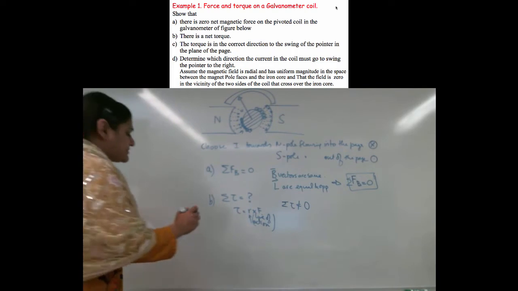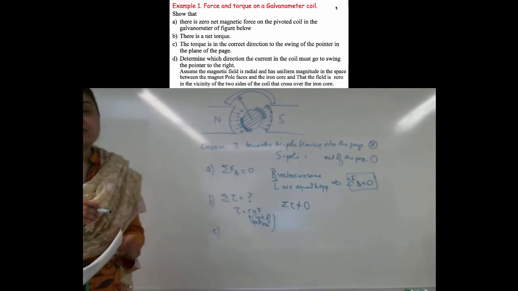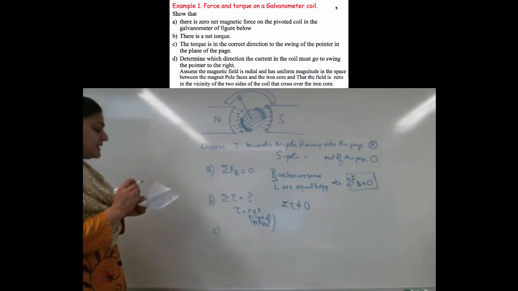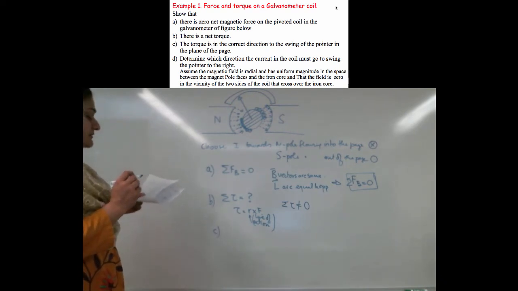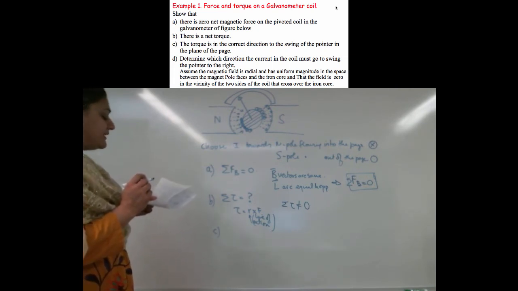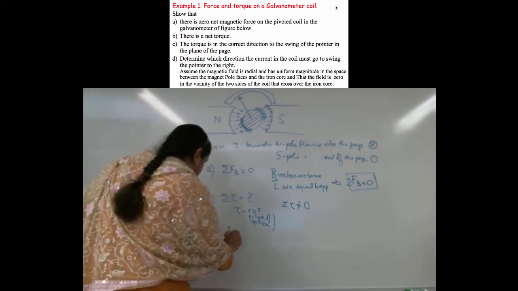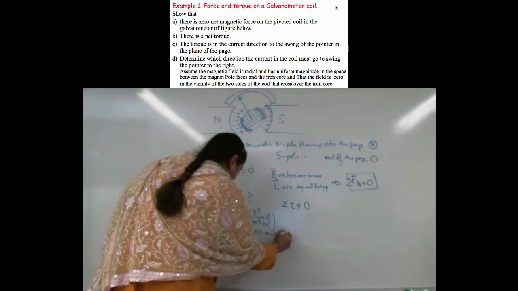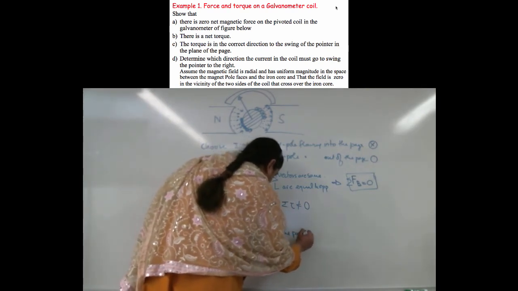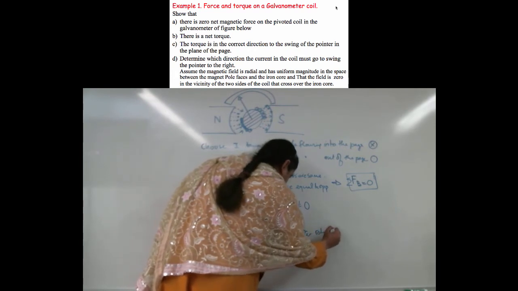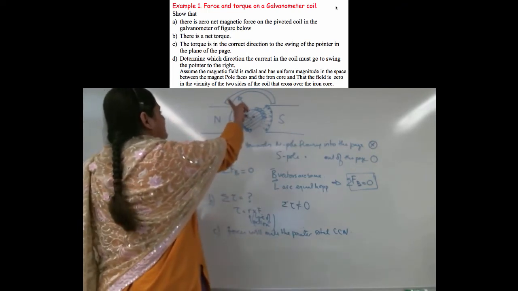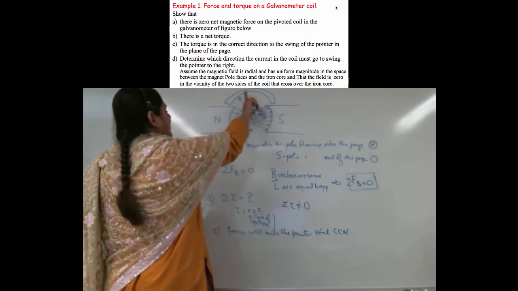Part C. It says the torque is in the direction of the swing of the pointer in the plane of the page. So the forces make the pointer rotate counterclockwise in the plane of the page. So that means it is going to go counterclockwise.